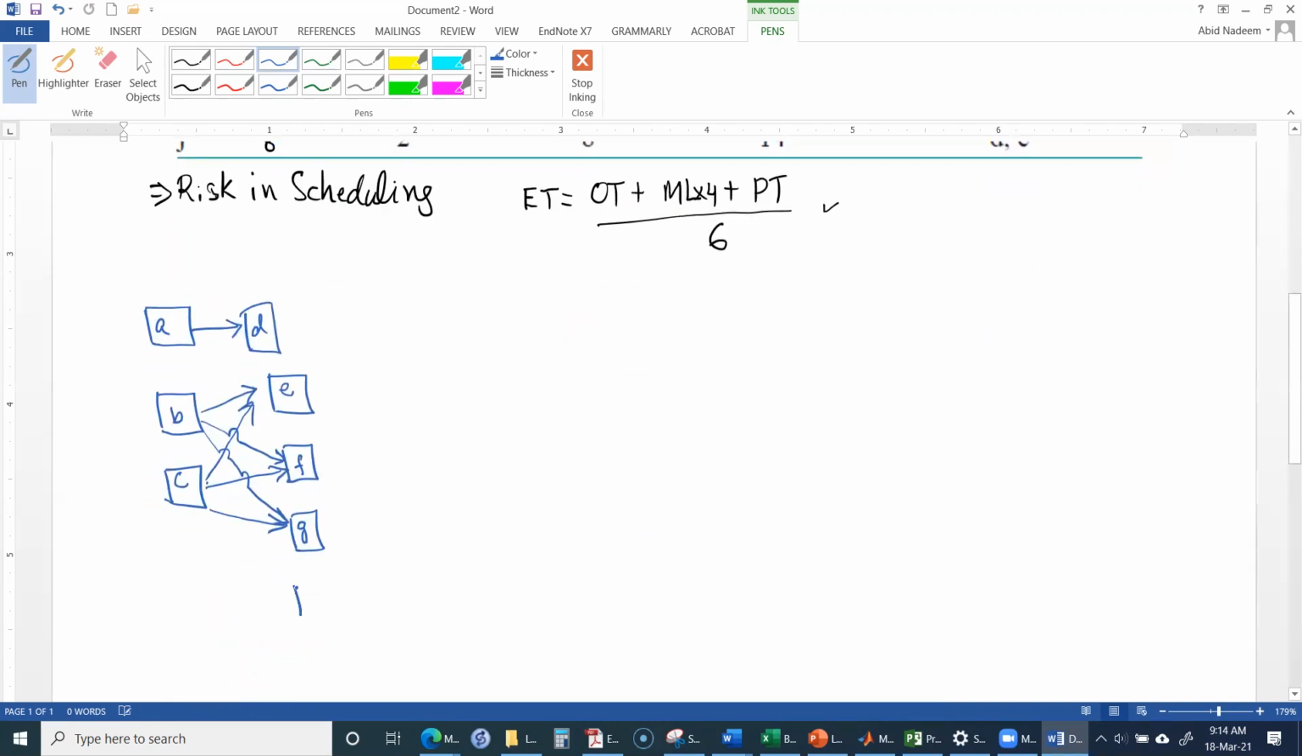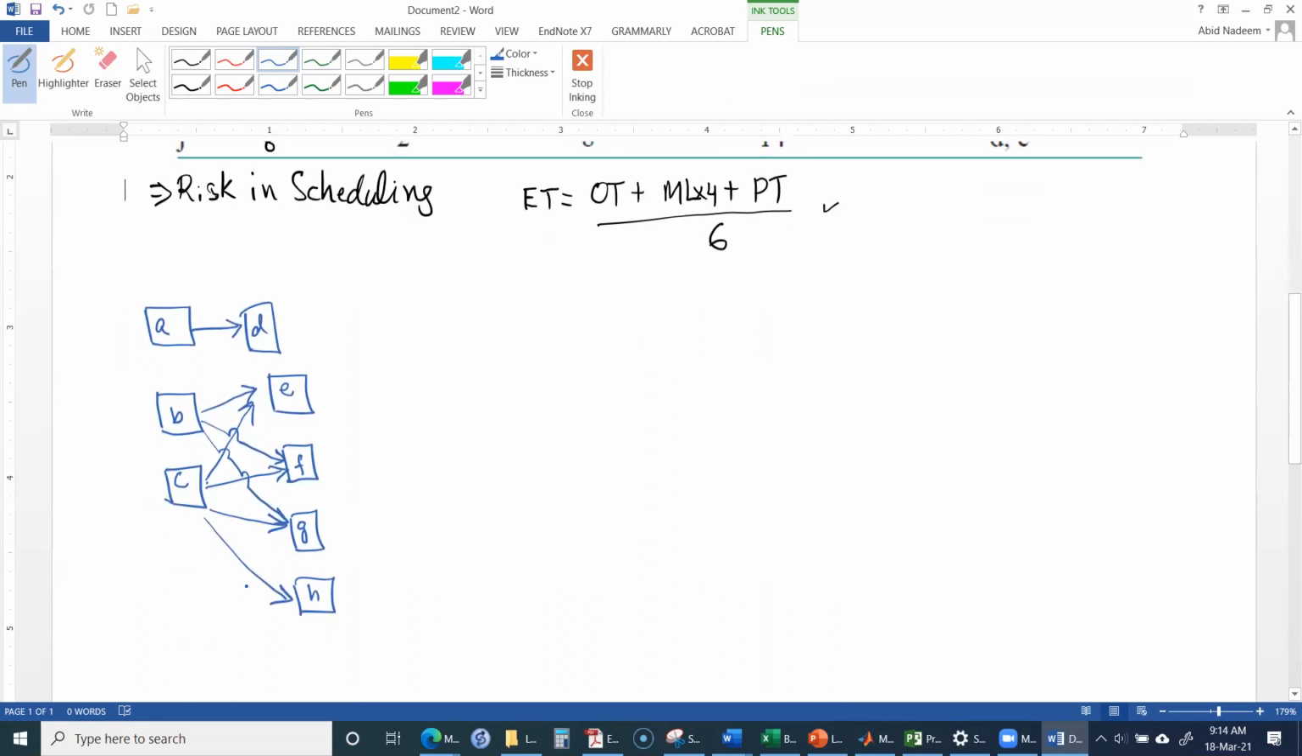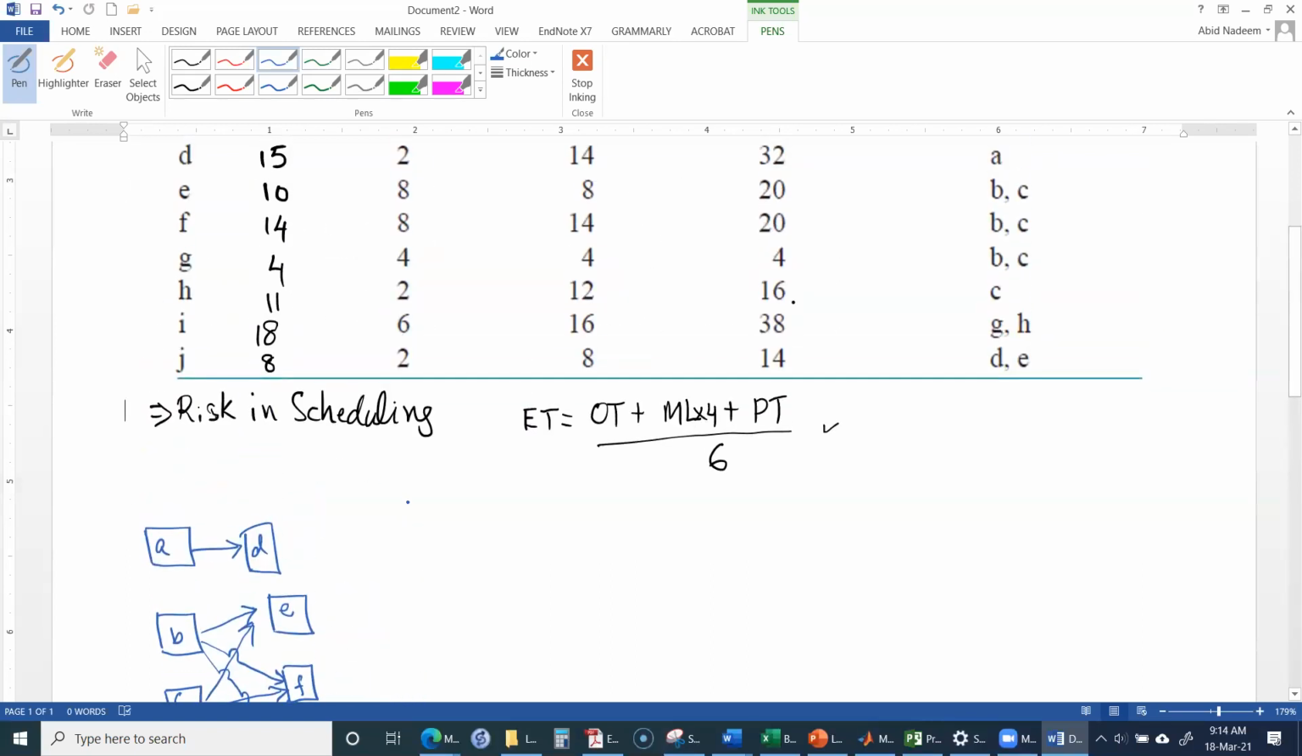So H is also there. H has C, and I has G and H. So G and H. I is here. I has G and H. Okay, this is how the network is shaping up.